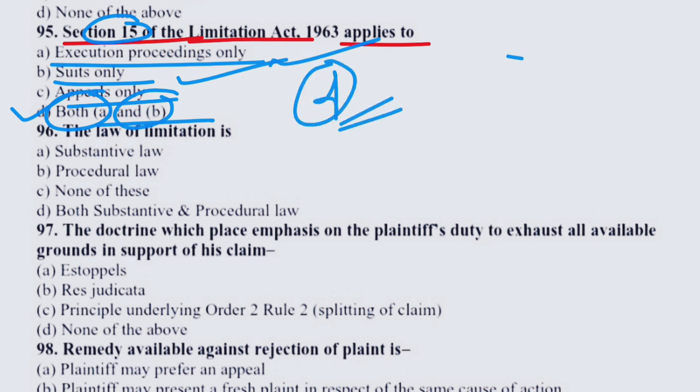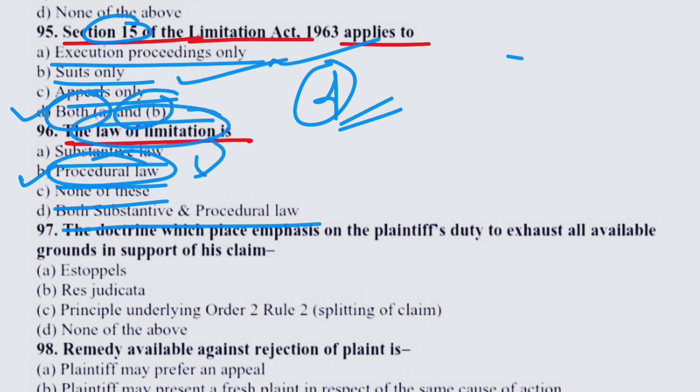Okay, so now into next question. Next question is the law of limitation is. Options are substantive law, procedural law, none of the above, both substantive and procedural law. So in this case, the correct option would be option B. That means procedural law. That means the law of limitation is a procedural law. So in this case, the correct option would be option B.